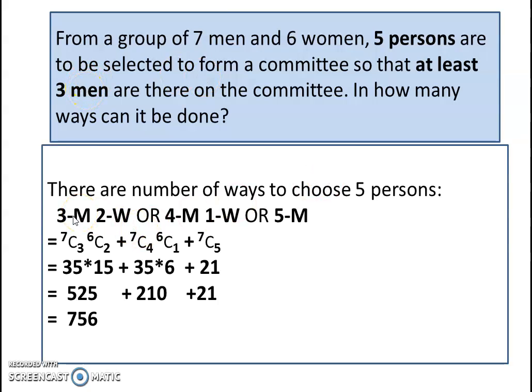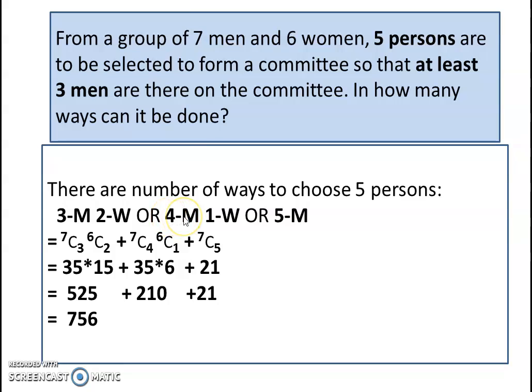We can have 3 men and 2 women in the committee, or we can have 4 men, 1 woman in the committee, or we can have 5 men in the committee. So in the committee only 5 persons are there. So we have 3 ways to form a committee. When we are selecting 3 men out of 7, we have 7C3 ways. To select 2 women out of 6, we have 6C2 ways. Or, so when we have or, we add.